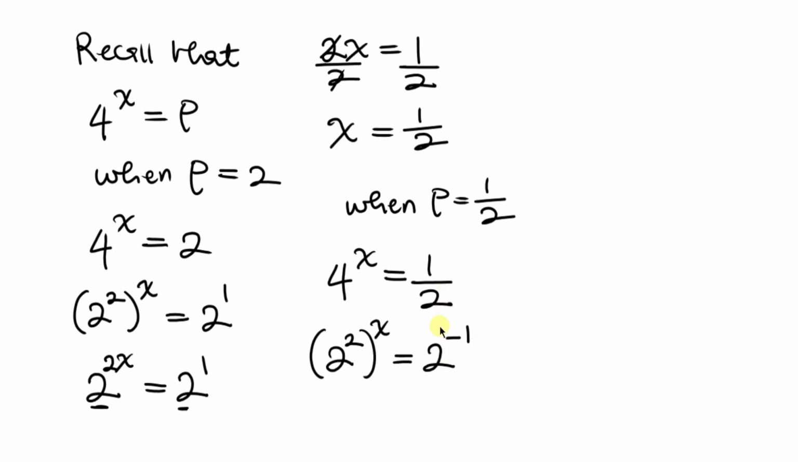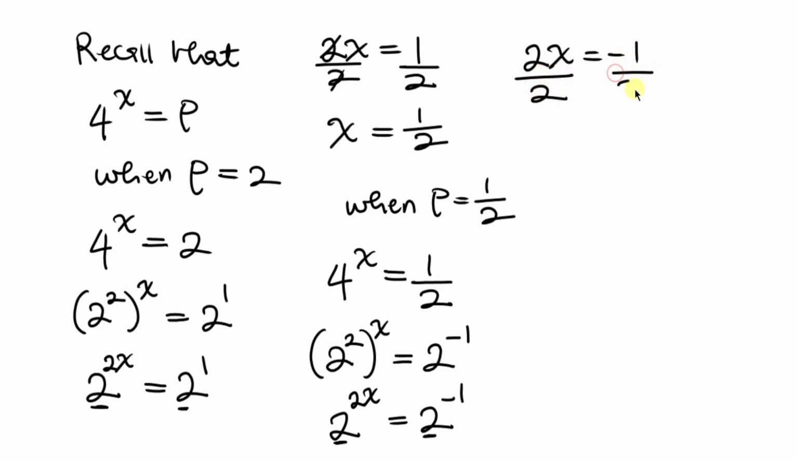It is the same thing. Now this power can multiply this power, so we have 2 to the 2 times x, which is 2x. This is equal to 2 to the negative 1. Now notice that the base on the left and the base on the right are the same, so we equate the powers. The power on the left is 2x, equal to the power on the right, negative 1. So divide both sides by 2. Notice that this 2 cancels out this 2, leaving behind x equal to negative 1 all over 2.